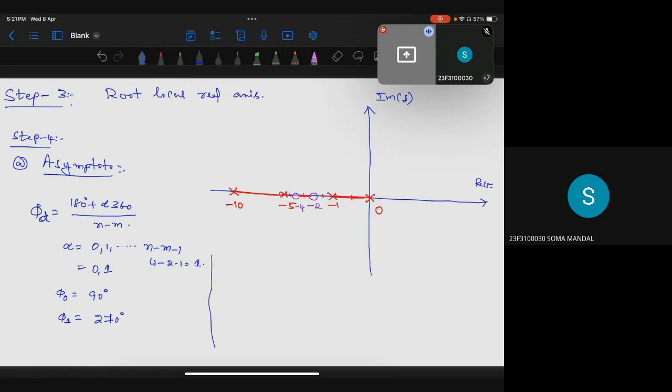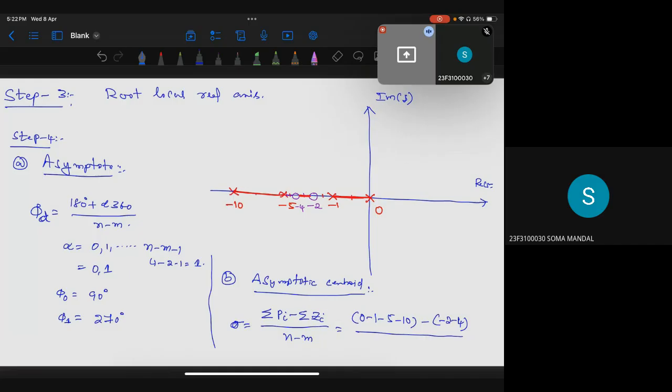Then B is the asymptotic centroid. The equation is sigma equal to the summation of poles minus the summation of zeros, divided by n minus m. The summation of poles is this one, the summation of zeros is this one, divided by 4 minus 2. You'll get minus 5. Is this step also clear? Any doubt?